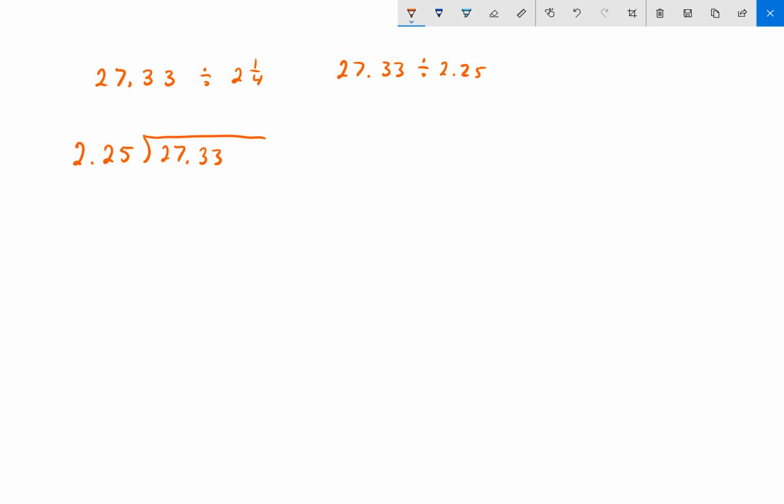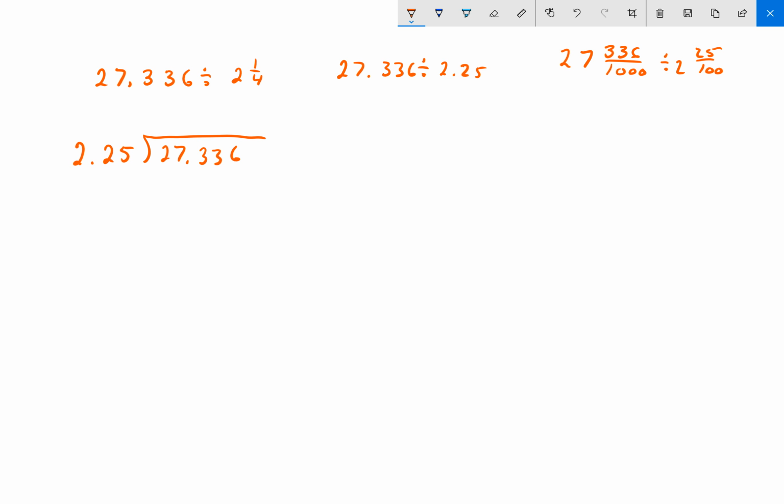Let's actually throw on another number. Let's put on a 6 on the end. Now, this doesn't look particularly good. And the reason why is because I have a decimal as my divisor. So if I want to change this into 27 and 336 thousandths divided by 2 and 25 hundredths, you can see I have a problem.